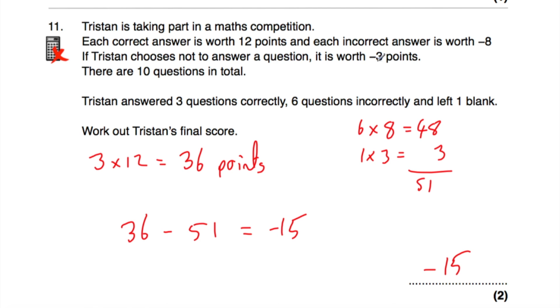And for the answer he leaves blank, he loses 3 points. So that means he loses another 3 points. That'll be 51 points he loses in total. And 36 take away 51, well 36 take away 36 is 0. We'd have another 15 to take away, so that'll bring us down to negative 15 points. And that's it.